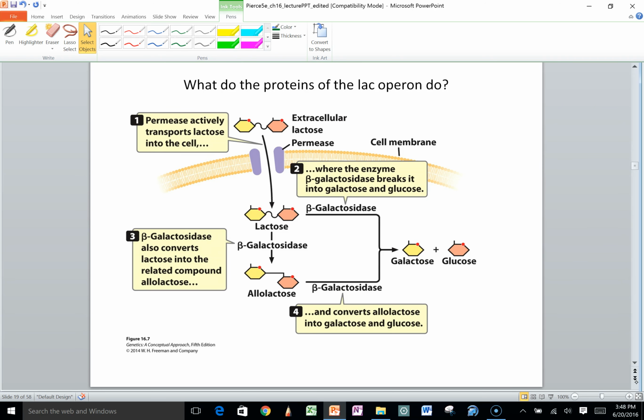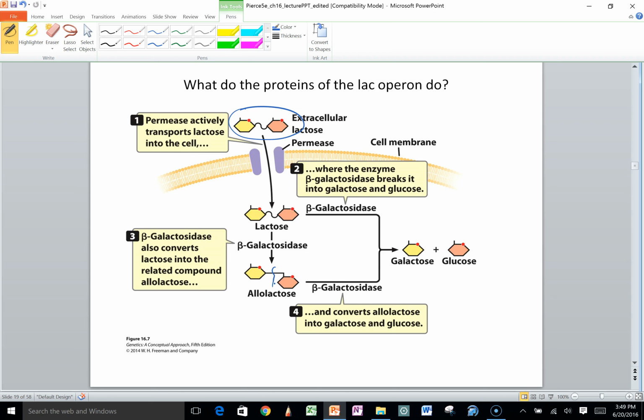Alright, so this is just showing a close-up of what these proteins do. We only need the lac operon when there's lactose in the environment. And so here's some lactose, and each of these little molecules looks like a sugar. Then what we're going to do is break this little bond right here.